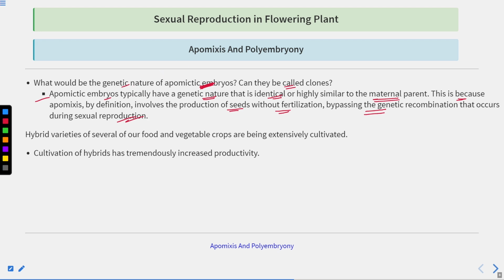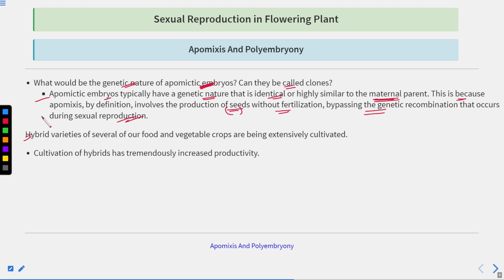Clear? Genetic nature means they are very similar to the parent, especially the maternal parent, or you can just say they are genetically similar to the parent. The genetic makeup is generally similar to the parent. Why? Because they lack the formation of the gametes and the fusion of the gametes. So formation of the gametes is because of the meiosis, and meiosis involves the crossing over and the recombination. So here I've written, this is because the apomixis by definition involves the production of the seeds without the fertilization.